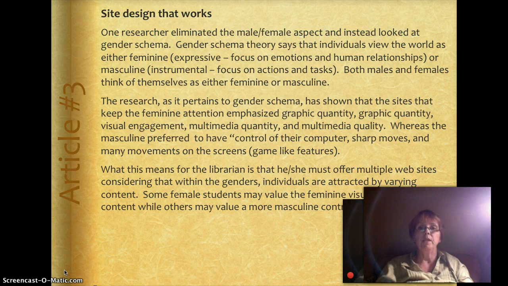The research as it pertains to gender schema has shown that the sites that keep the feminine attention emphasize graphic quality, quantity, visual engagement, multimedia quantity, and multimedia quality, whereas the masculine preferred to have control of their computer, sharp moves and many movements on the screens like game-like features. What this means for the librarian is that he or she must offer multiple websites, considering that within the genders, individuals are attracted by varying content. Some female students may value the feminine visual or textual content, while others may value a more masculine content.